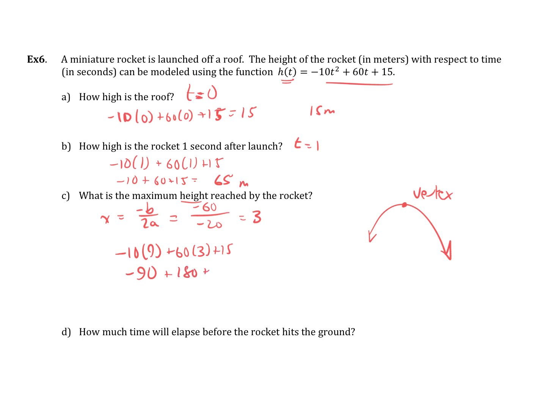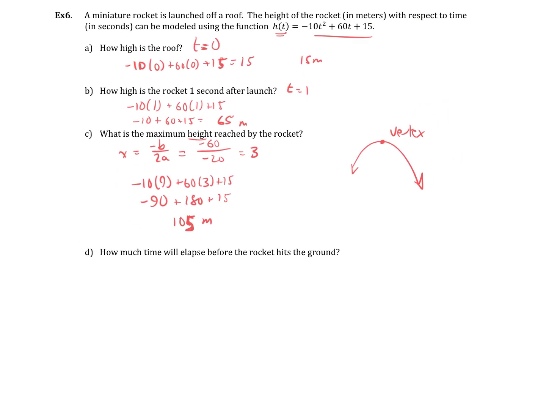You might be wondering what's the deal with the negative. Well, it has to do with gravity. That will come up a lot later. So this is 90 plus 15, 105. 105 meters.